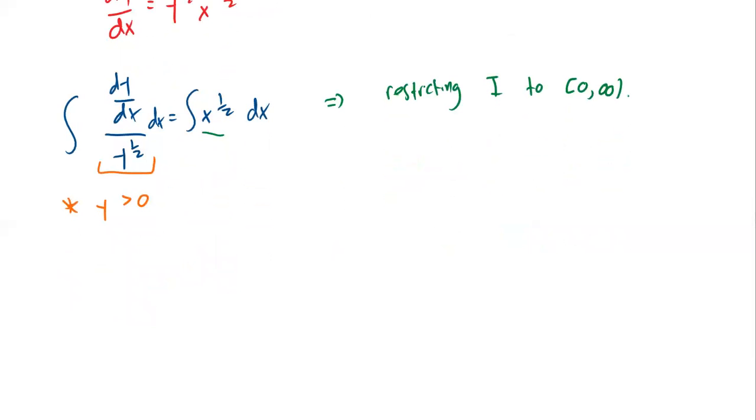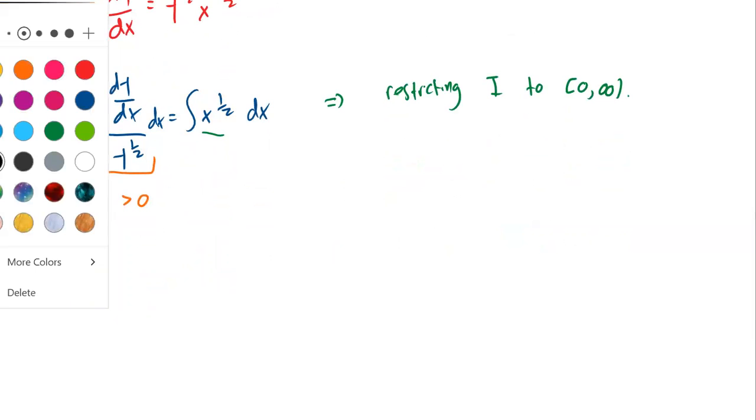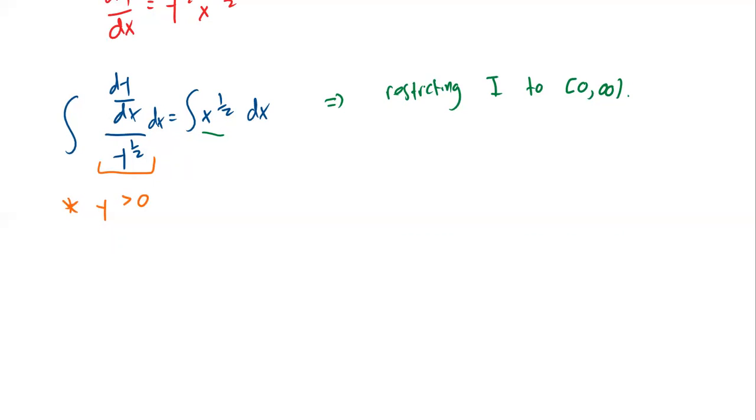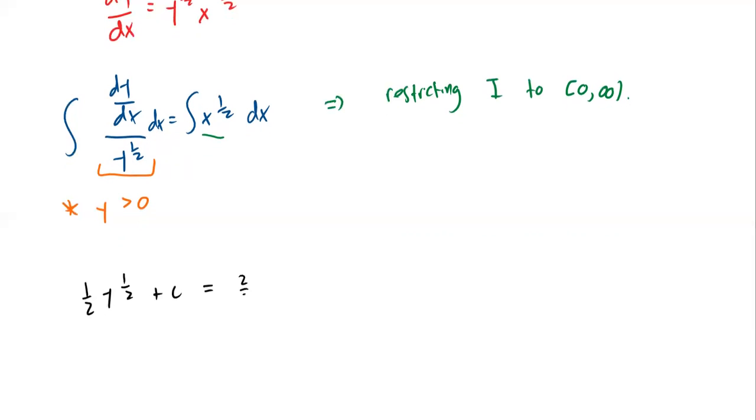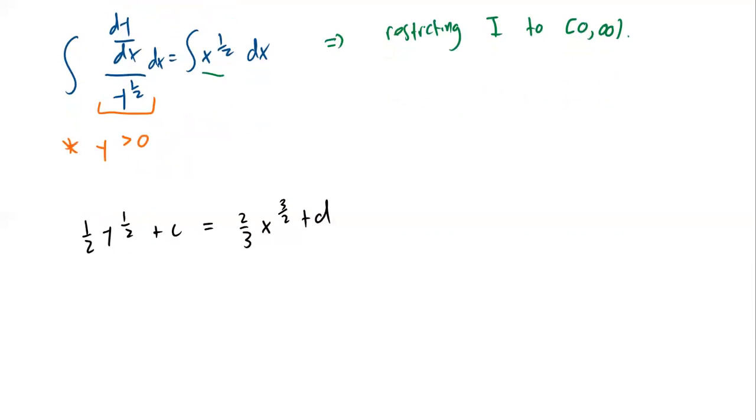So let's integrate both sides and see what we get. On the left-hand side, I get 2 y to the 1/2, plus a constant. On the right-hand side, we already know what we get: 2/3 x to the 3/2 plus another constant.